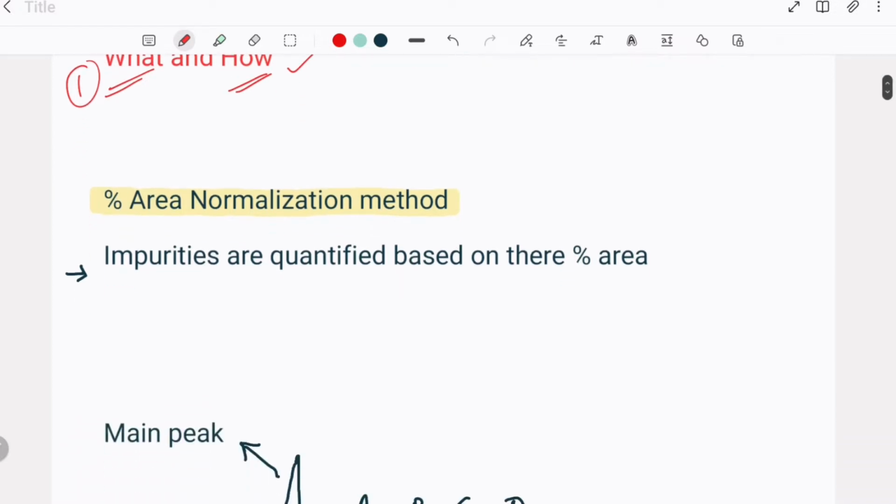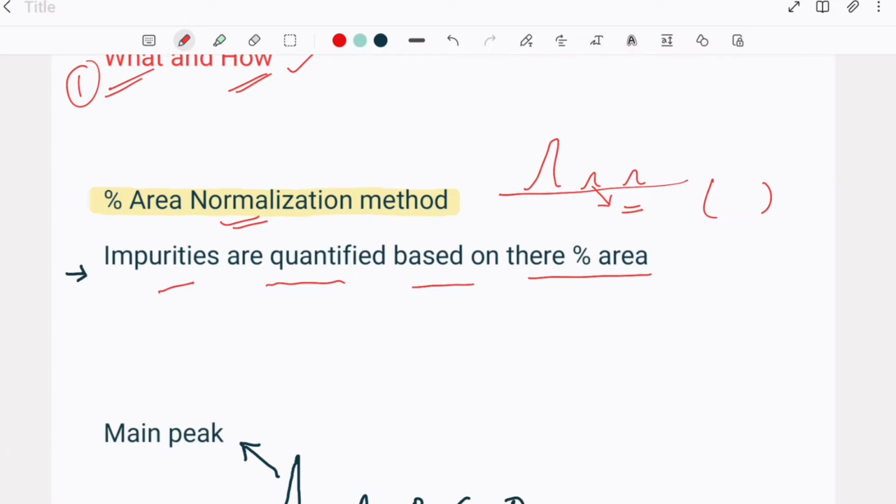Okay, now what is this? Impurities in the area normalization method are quantified based on their percentage area. It means, suppose we have any chromatogram, and in this chromatogram we have a certain amount of impurities in terms of percentage, and that percentage will be its final amount in percentage value. It means whatever area comes in our chromatogram, whether of the main peak as compared to these impurities, whatever area we calculate as a percentage against the main peak area, that will be the final percentage of any impurity.